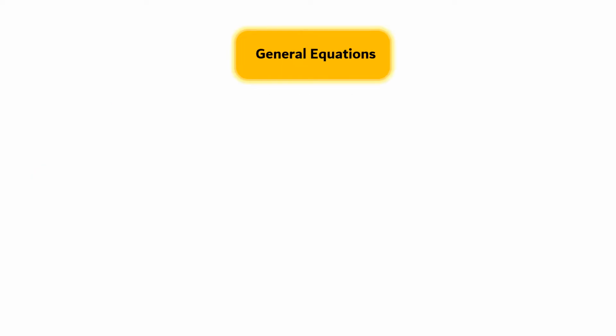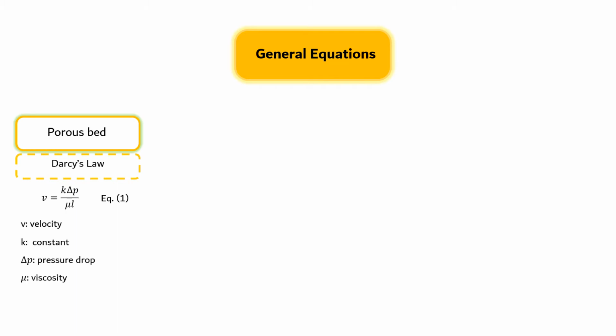General equations. For a porous bed of solid, Darcy's law relates the flow rate and pressure causing that flow as shown in equation 1, where V is the velocity of the fluid, K is a proportionality constant usually called the Darcy's law permeability of the bed, ΔP is the pressure drop, and μ is the viscosity of the liquid. Flow is directly proportional to the potential and inversely proportional to the resistance, L/K. However, Darcy's law holds only when the Reynolds number is less than 5.